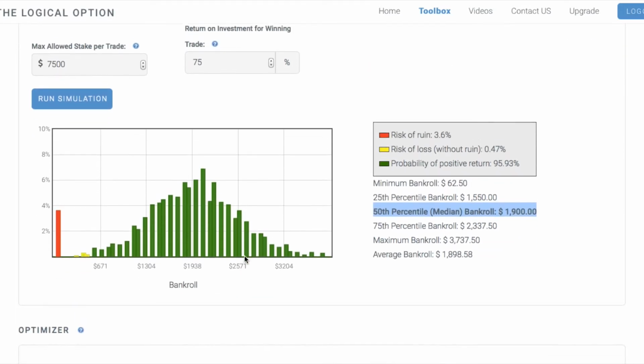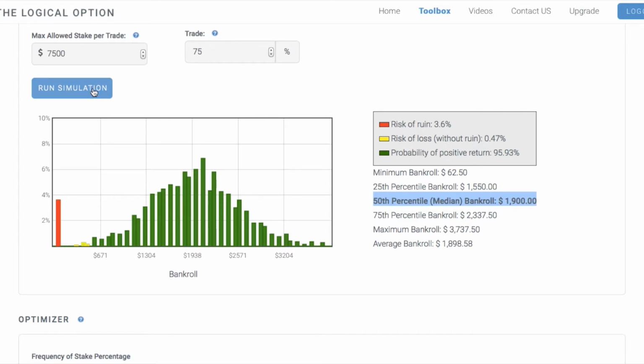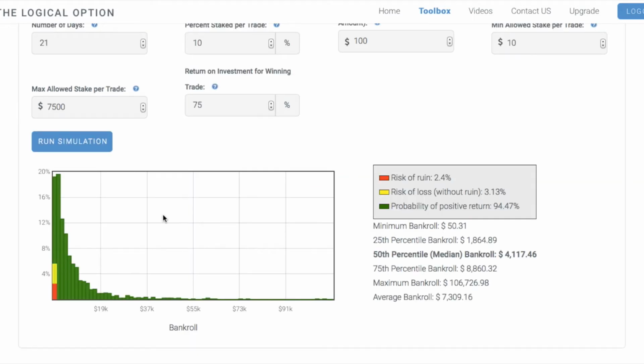Keep in mind the risk percent here and the median. Those are kind of the two key points here. So 3.6% and $1,900. So we'll run this new configuration with all of the same numbers in here, except we're just changing that. So here are the new results. The risk percentage dropped down to 2.4%, and the median went up all the way up to about $4,100.